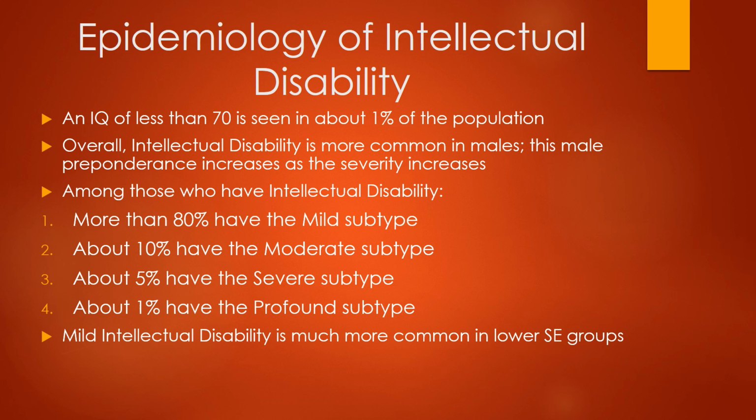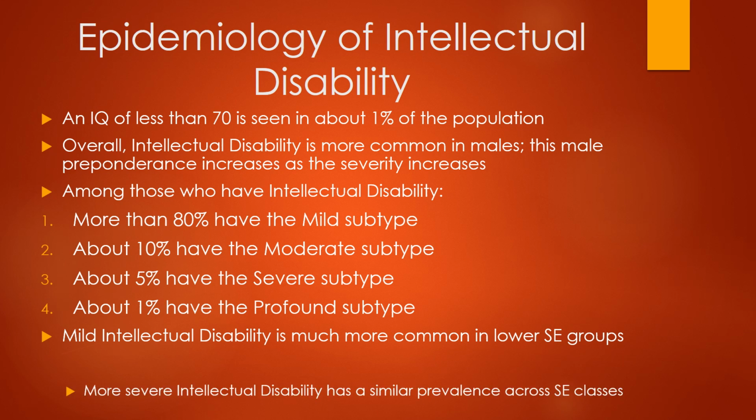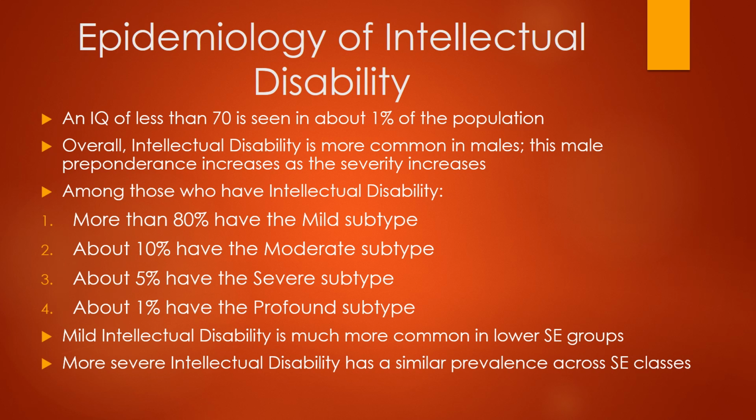Mild intellectual disability is much more common in lower socioeconomic groups. More severe intellectual disability has a similar prevalence across socioeconomic classes.